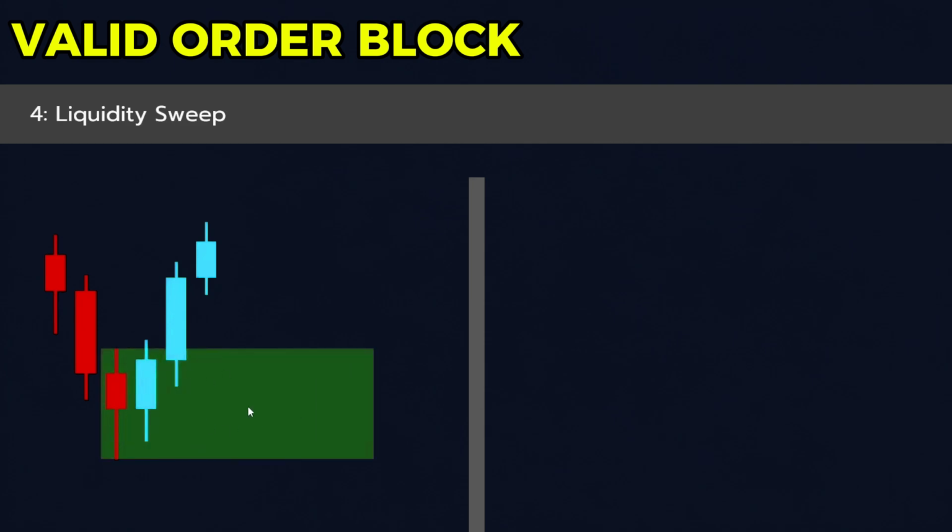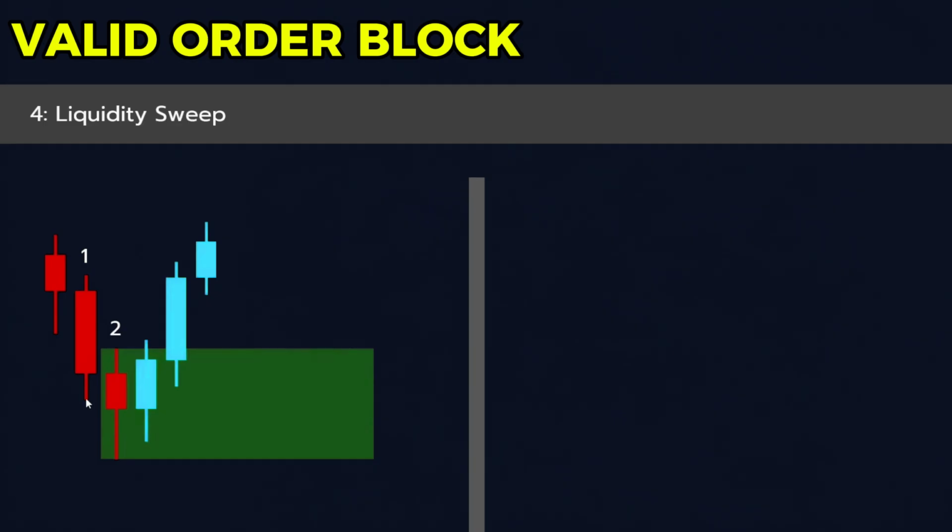The last factor is liquidity sweep. A good order block should sweep the liquidity in advance. For example, on the left-hand side, we have an order block, which is around here. This order block is long. That means it has swept the liquidity in advance. If there is liquidity, it will be washed away already.